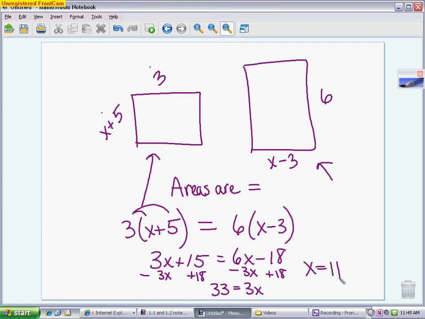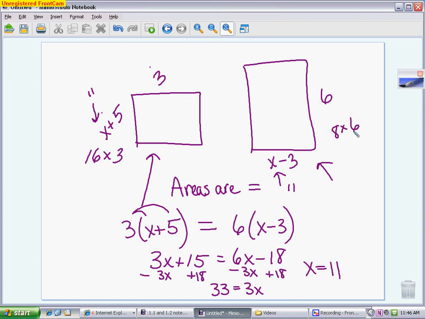If the problem just says find x, you would be done. If the problem says give the dimensions, if you have to know the dimensions, then you need to go back in here and plug in 11. If that's the case, when you plug in 11 here, you get that this rectangle is 16 by 3, because 11 plus 5 is 16. And this rectangle is 11 minus 3 is 8, 8 by 6.